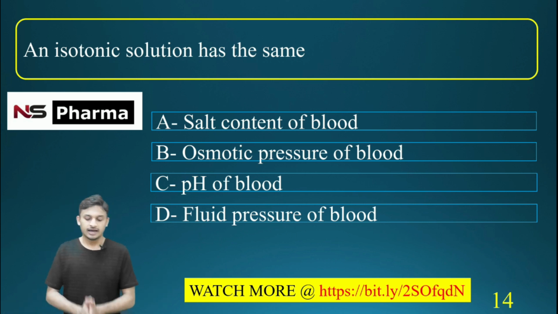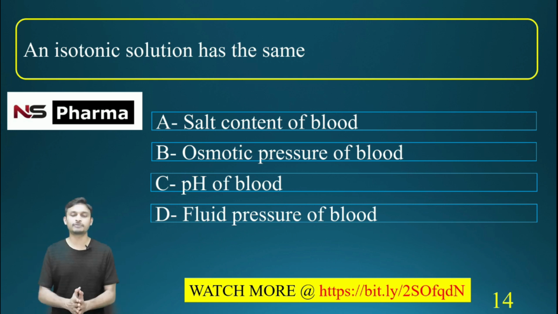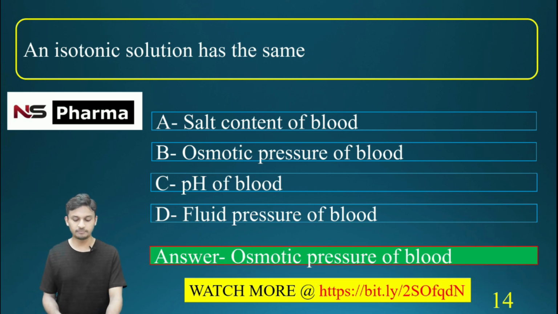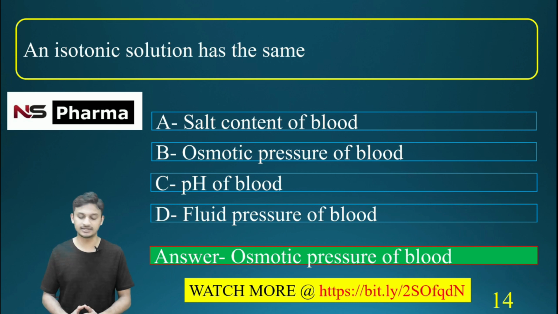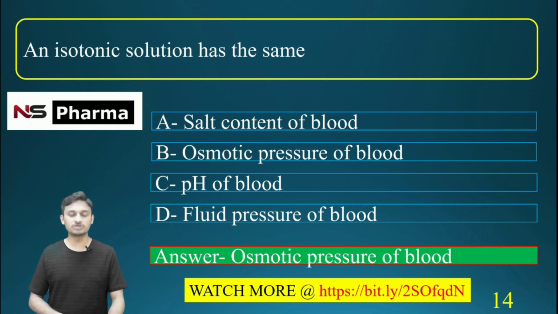This is a simple question. An isotonic solution means it has the same osmotic pressure of the blood. The correct answer is option B. That is the correct answer. Now we are moving to the next question.